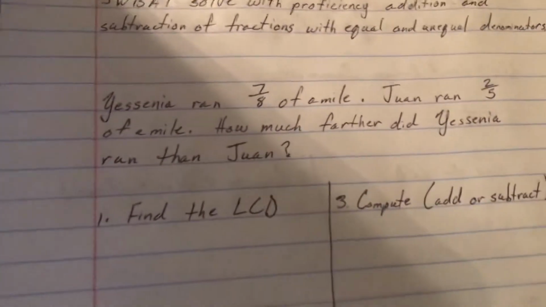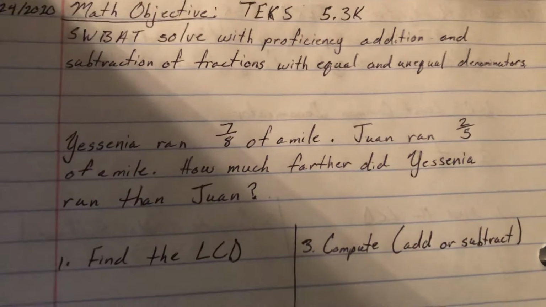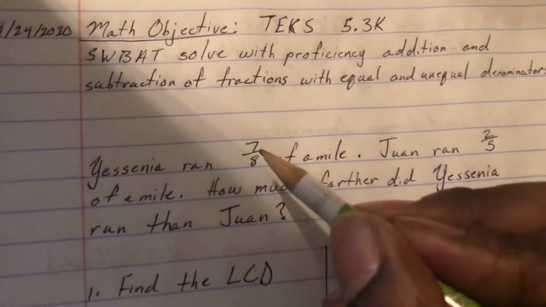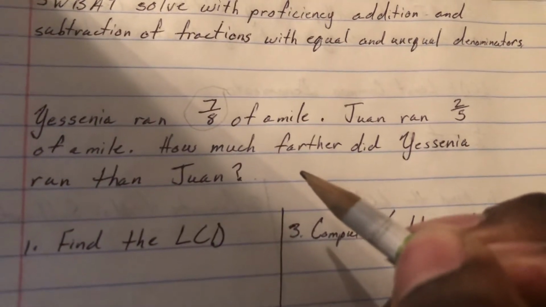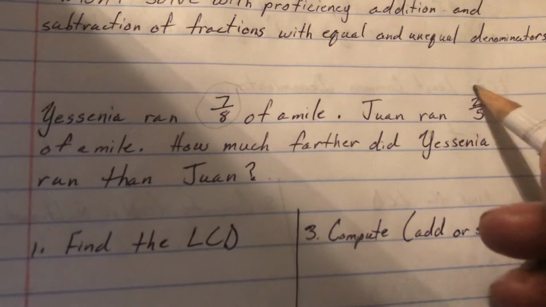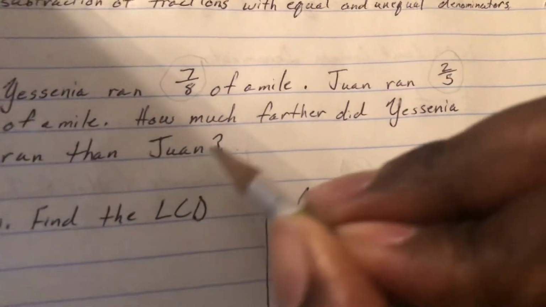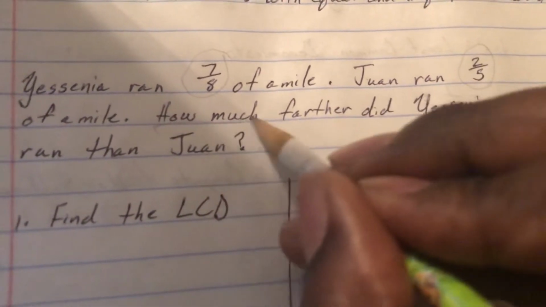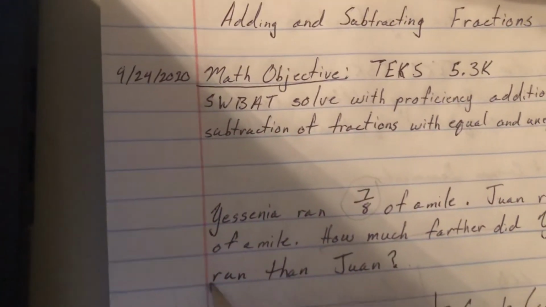We're going to start with a word problem this time. Yesenia ran 7/8 of a mile. That's important. Juan ran 2/5 of a mile. I like to circle my numbers. How much farther did Yesenia run than Juan? I have to underline my question so I know what I'm doing. It's not a pretty underline, but you get the point.